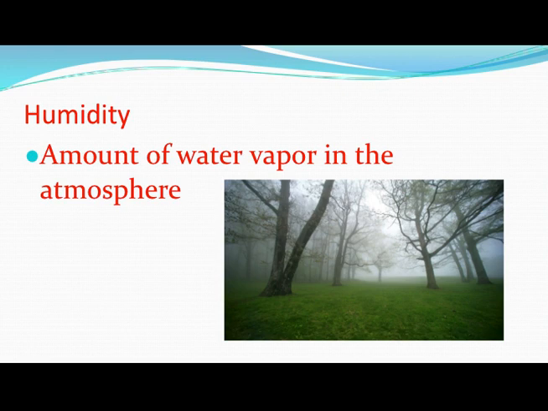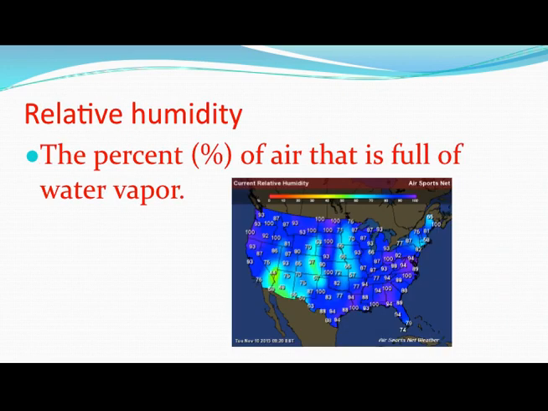Second vocab word. So humidity is talking about how much water vapor is in the atmosphere. Relative humidity is something that's different. Relative humidity is going to be a ratio or a percentage of the air that is full of water vapor. Percentage of air that is full of water vapor. This is the one that meteorologists are going to talk about when they're giving their weather reports.